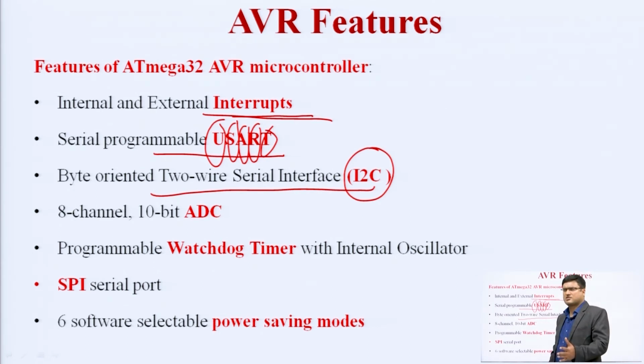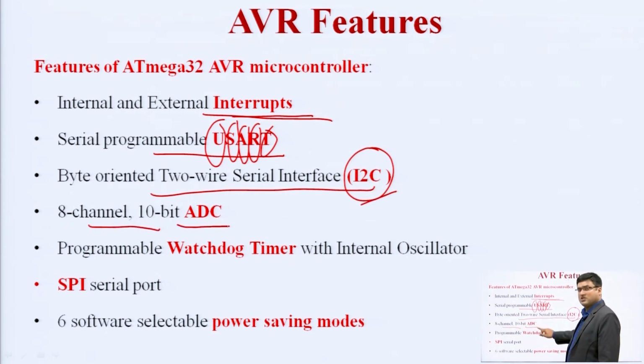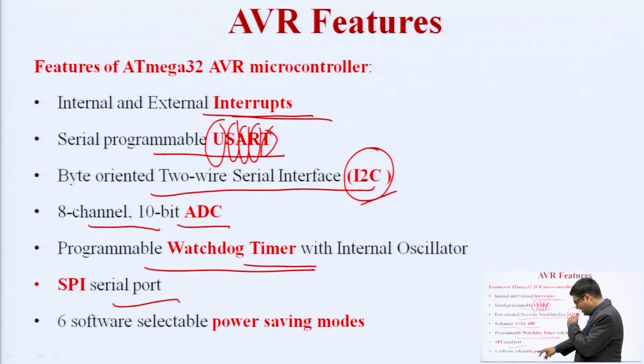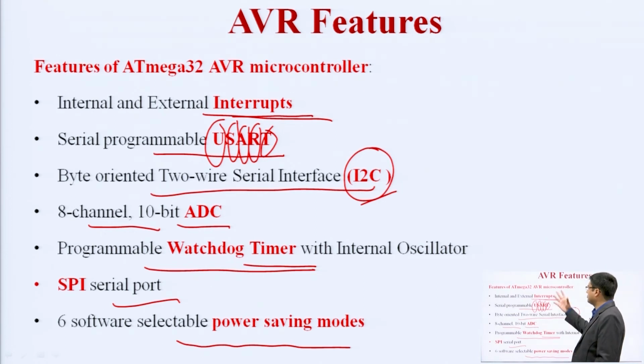In our previous lectures, we have seen the detailed explanation of I2C. It has an 8-channel 10-bit analog to digital converter. It has a programmable watchdog timer. In the previous slide, in the description of the block diagram, we have seen the watchdog timer. It also has the SPI serial communication protocol and 6 software selectable power saving modes. So these are the basic features of ATmega 32.